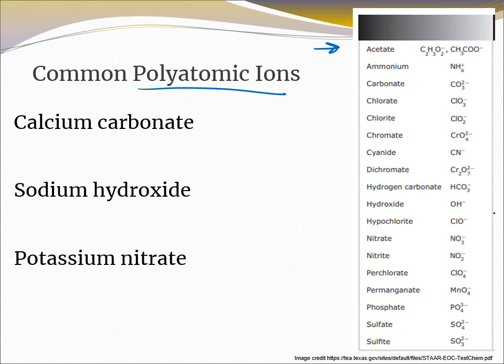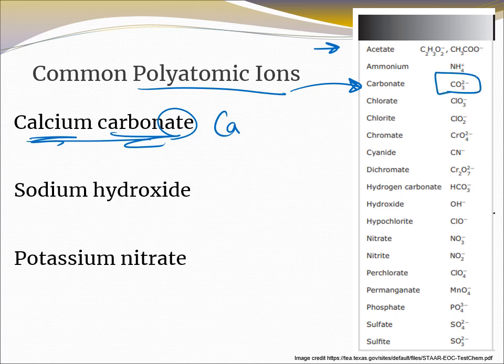So, assuming you've got your list of polyatomic ions ready to go, calcium carbonate, I'm going to write the formula for this. Calcium is still just capital C, lowercase a. That's the symbol for calcium. Carbonate ends in an ate, not an ide, which means that I'm going to look at my list of polyatomic ions. Carbonate's right here. This is the formula, CO3. This guy here is the charge. It has a charge of -2.